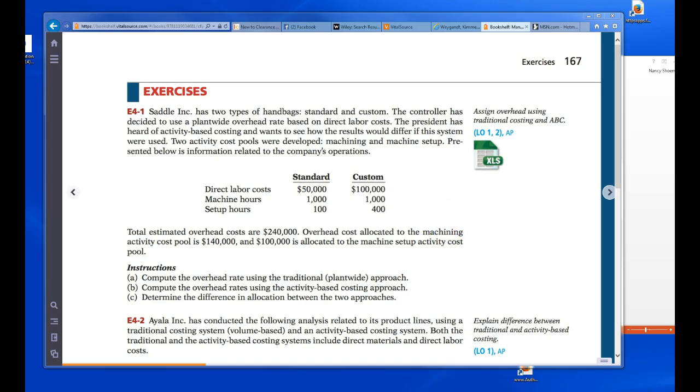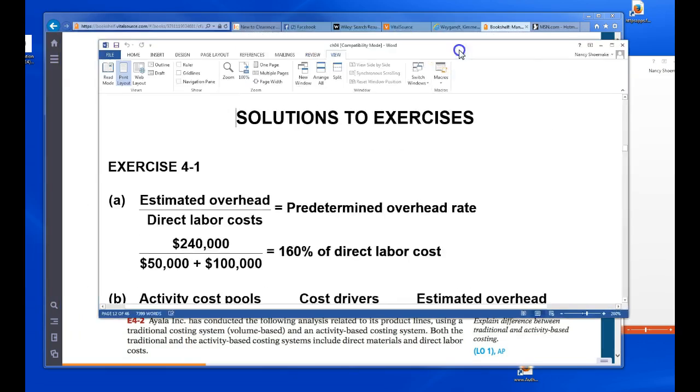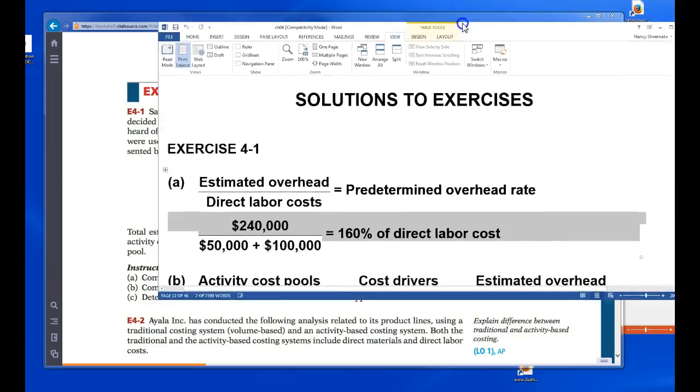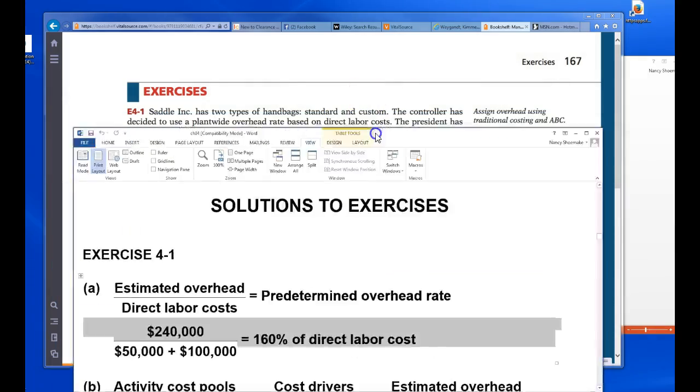So as we pull this up here, if we use the traditional system, then what we'll do, in the traditional system, is take the $240,000 that we know were the overhead costs.